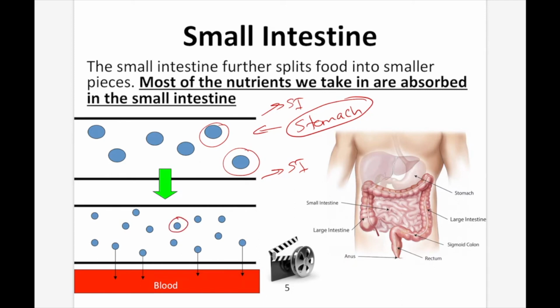So again, that's the same thing. It's still the small intestine wall. This is just further down the line after the digestive enzymes have broken down the food into smaller pieces. And then the smaller pieces can then be absorbed into the blood. They need to be small in order to be absorbed, otherwise they just simply can't pass that barrier.